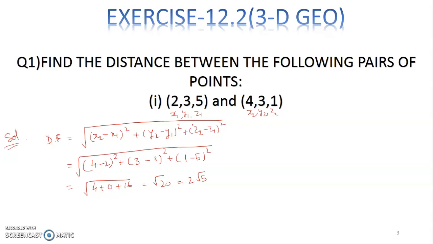Now you can complete the other parts also students. It is very easy. So in this way you will complete the other parts. I want to start with the next questions. So I'll start with that.